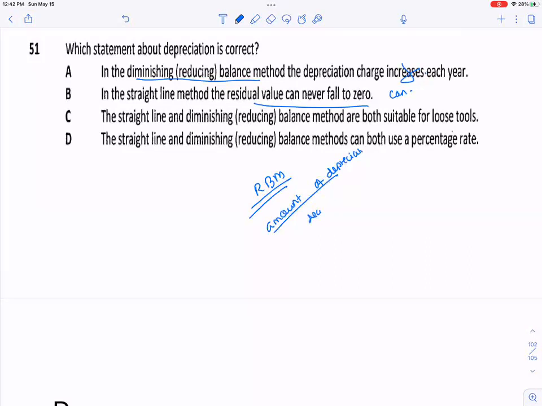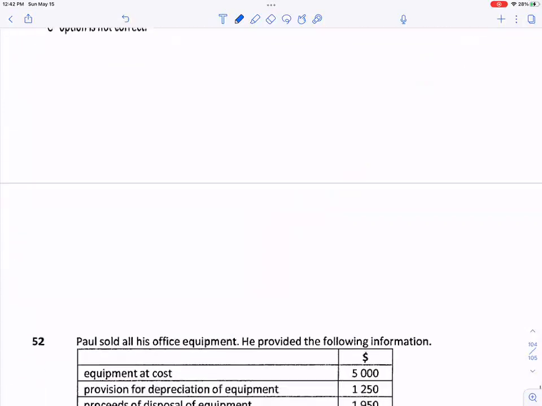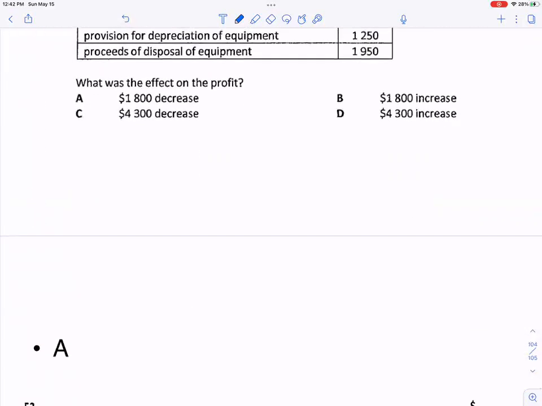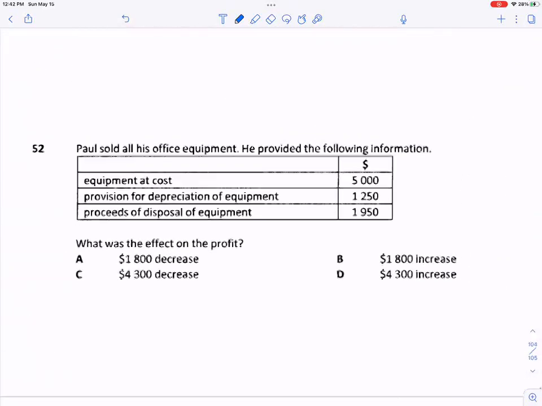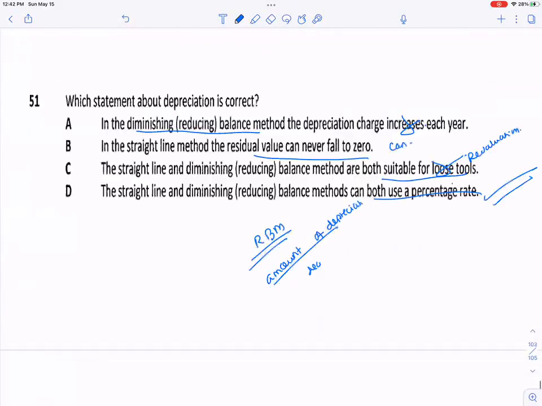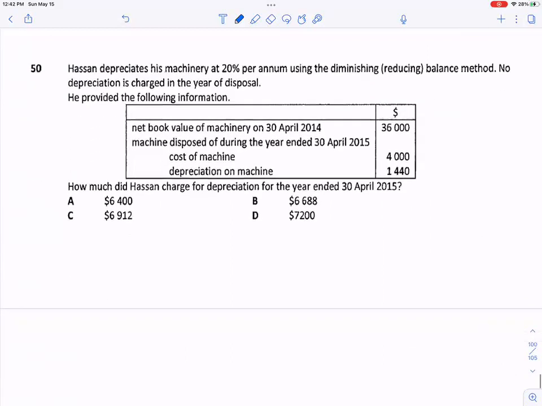In straight line or diminishing balance method, both are suitable for loose tools. No. For loose tools, which method is suitable? Revaluation is suitable. Straight line and reducing balance method can both use percentage rate. This is correct. So we are done. Just do this last question on depreciation.